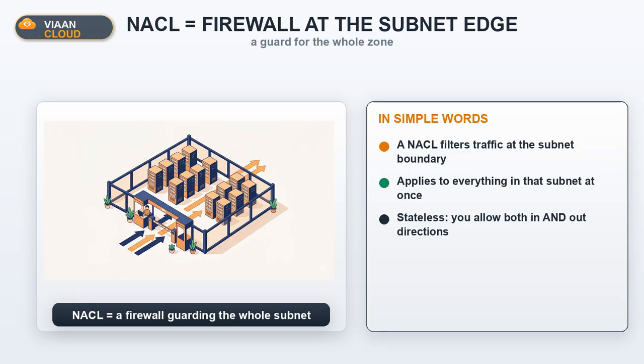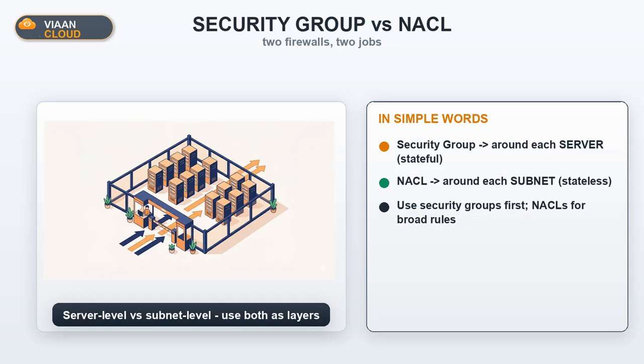But it behaves differently in 2 ways. It's stateless, it has no memory of a request, so you must write rules for both the inbound and the outbound direction yourself. And its rules are numbered and evaluated in order, with the ability to explicitly deny, which a security group can't do. So, when do you use which?